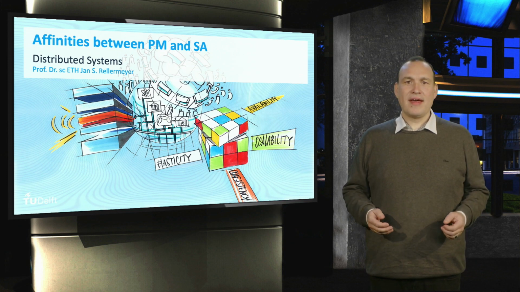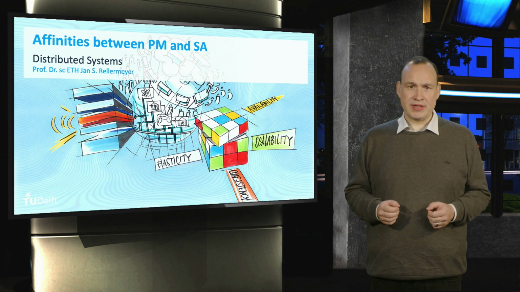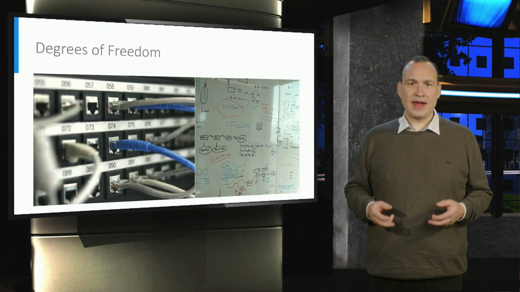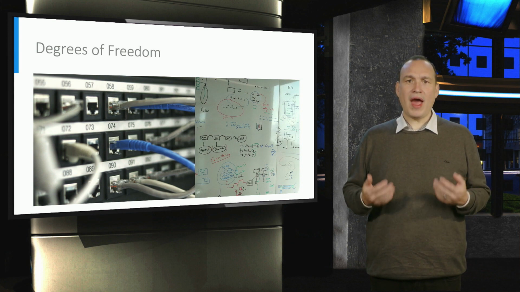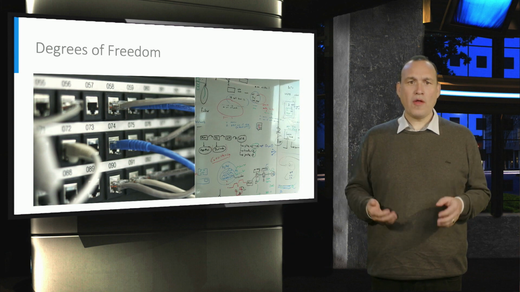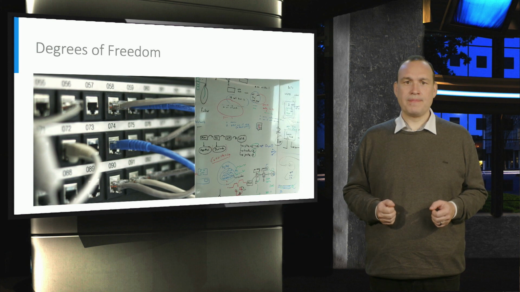In practice, there are affinities between system architecture and programming models. Identifying such affinities is important because in practice you might find yourself in situations where either the programming model or the system architecture are given and cannot be easily changed.